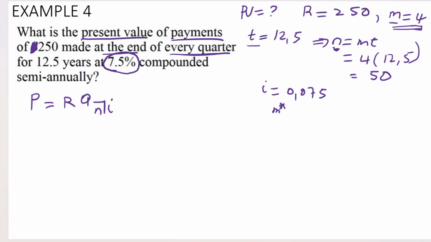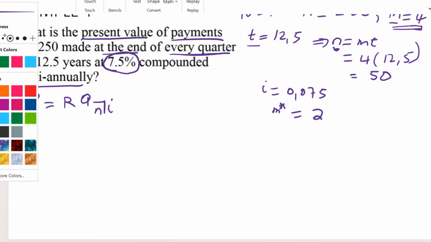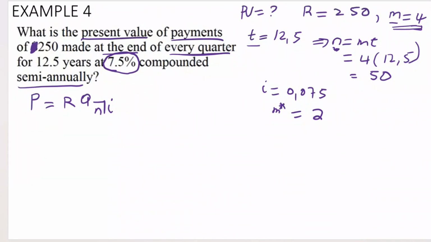However, I'm putting a star here: it is compounding semi-annually. We've got a problem. Watch out for that. You have a problem if the compounding period of your interest is not the same as the payment period. They need to be the same.